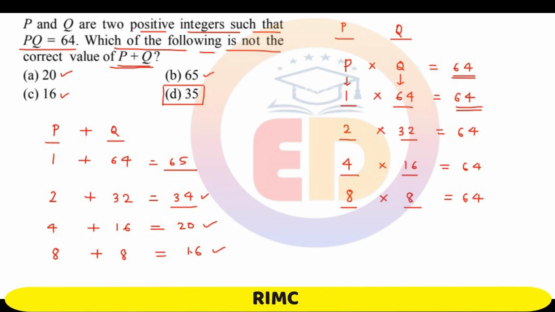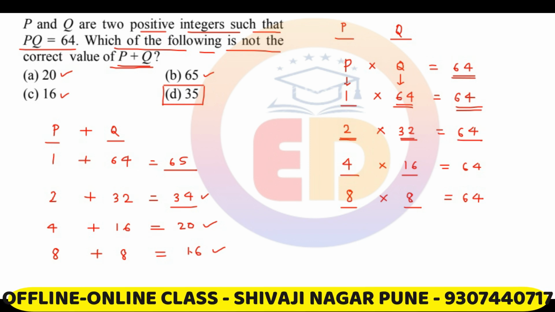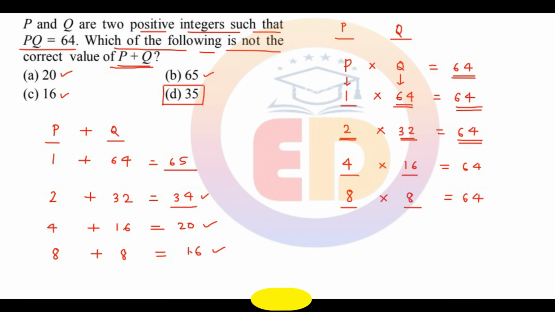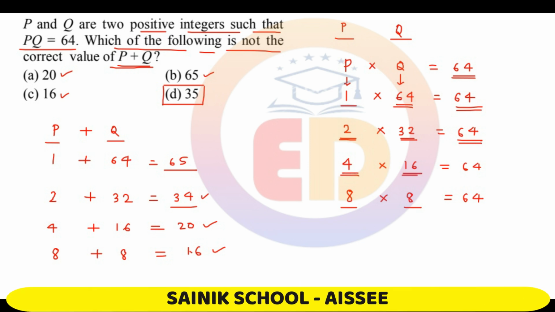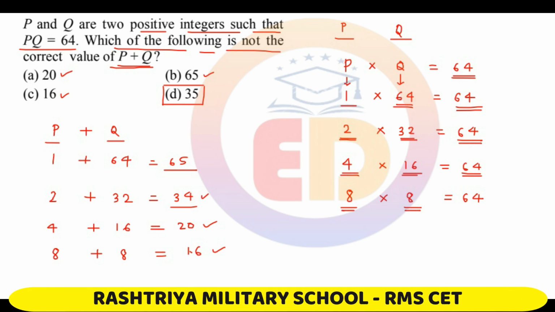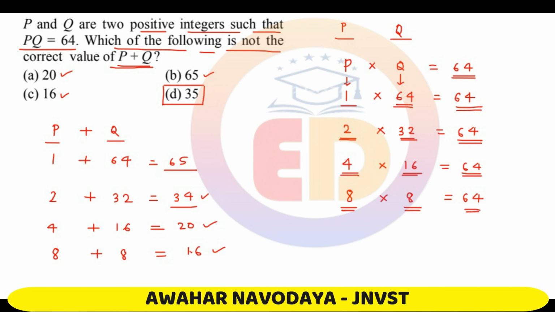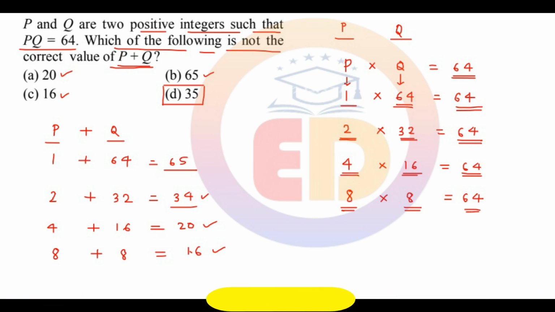P 1 हो सकता है, Q 64 हो सकता है, P 2 हो सकता है, Q 32 हो सकता है. 2 into 32 हमें 64 मिलेगा. नेक्स्ट P 4 हो सकता है, Q 16 हो सकता है, 4 into 16 भी 64 मिलेगा. नेक्स्ट P 8 हो सकता है, Q भी 8 हो सकता है. 8 into 8 भी हमें 64 मिलेगा. Now other than this there is no other combination.